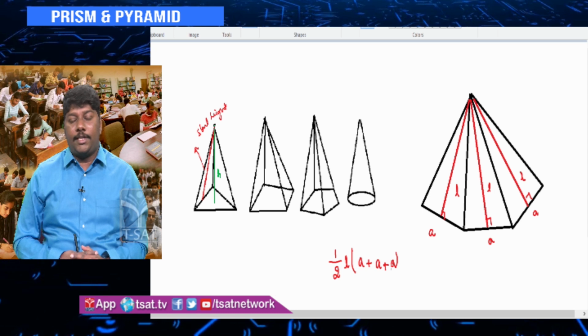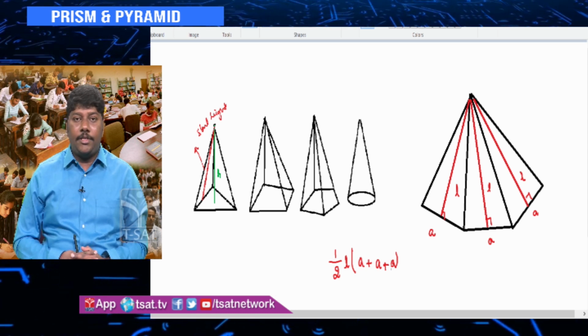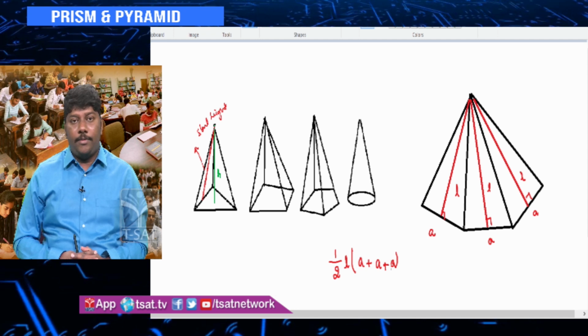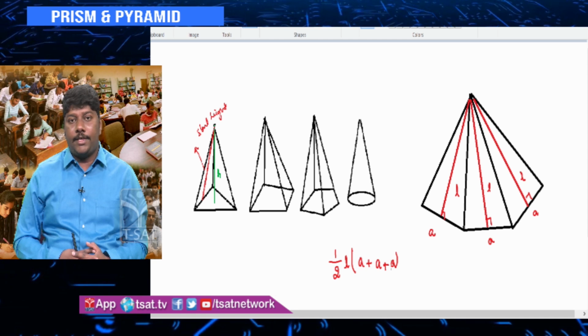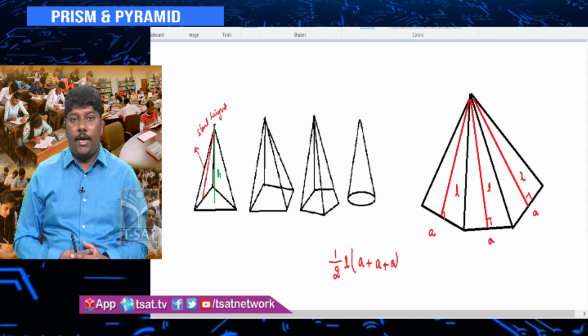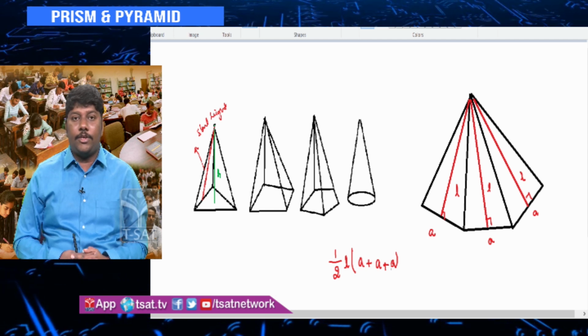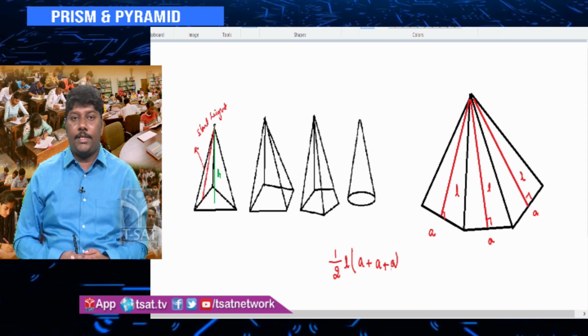How do I get the total surface area? What is the difference between lateral and total surface area? Lateral means you only take the sides. Total means you have to include the base surface also. So, here the base area you have to add. In order to get the total surface area along with the lateral surface area, you just need to add the base area. Only one base will be there. So, you just need to add one base area.